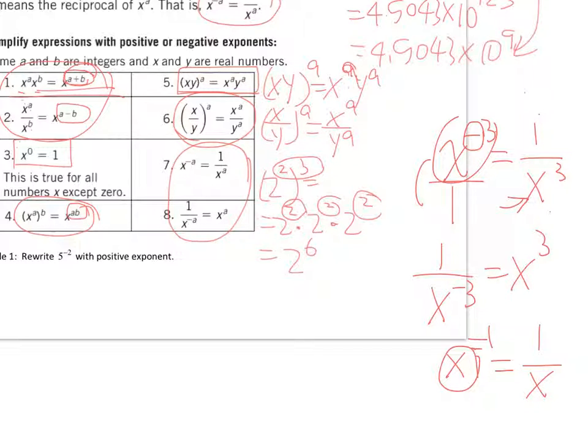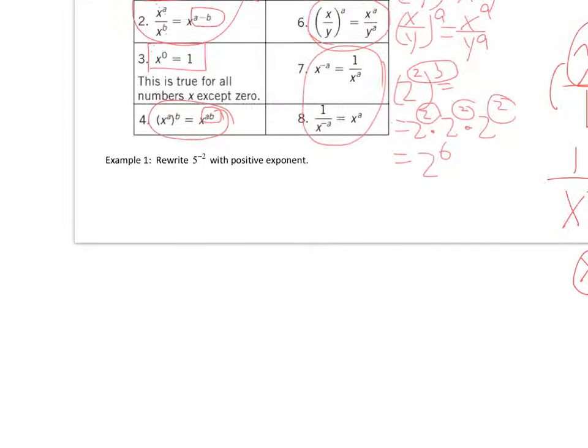So let's look at a few problems from below here, and this is what we practice in class. The first one says, what about 5 to the negative 2? And that goes with property number 7. It says it's 1 over 5 to the second. 5 to the second means 5 squared, and we just write it as 1 over 25.